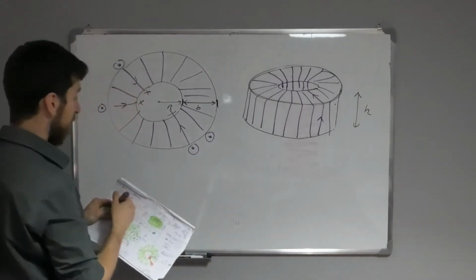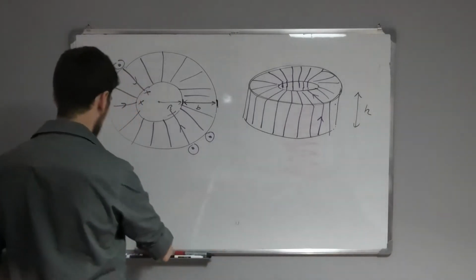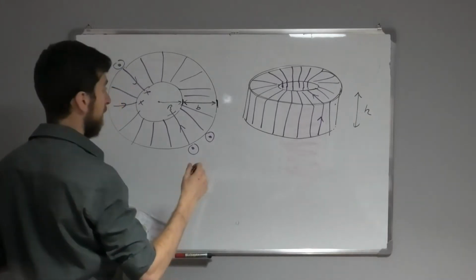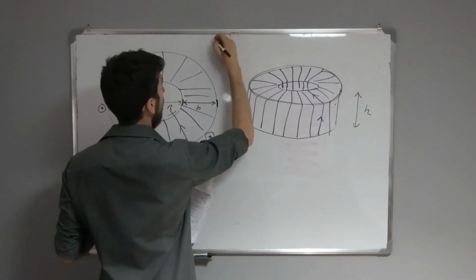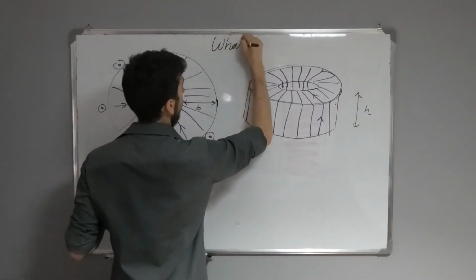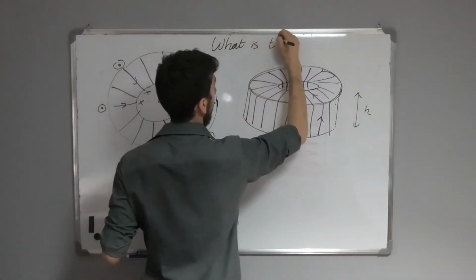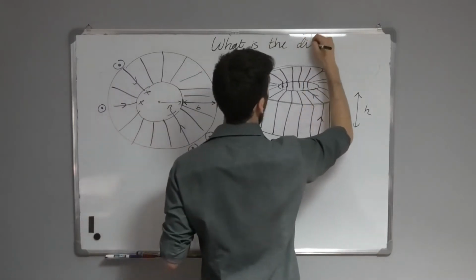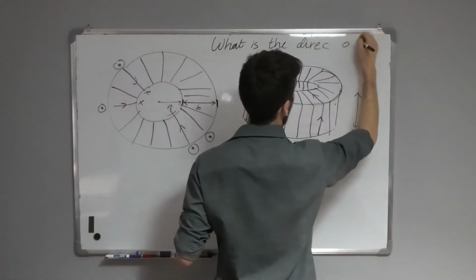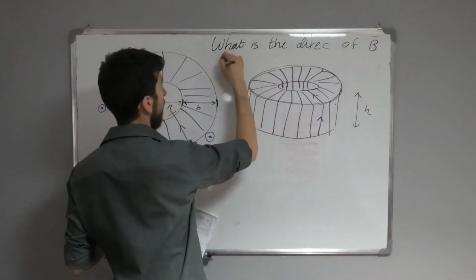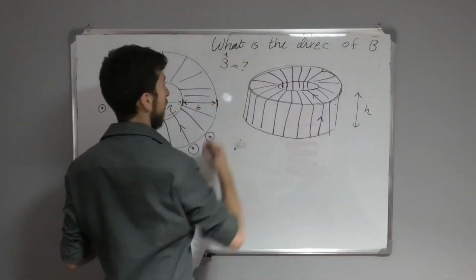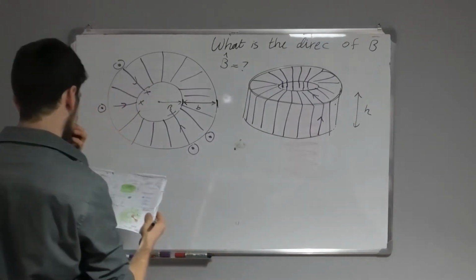And the first thing I want to ask you is, what is the direction of the magnetic field? Let's do it above. What is the direction of B? Another way to say it is, what is the direction of B? And I can also give the axes.